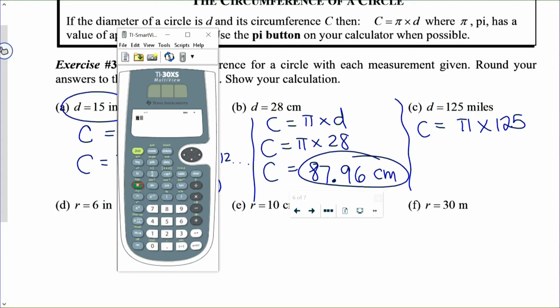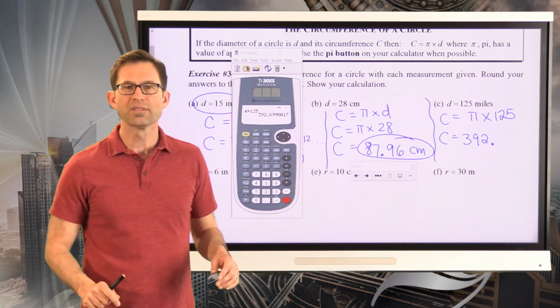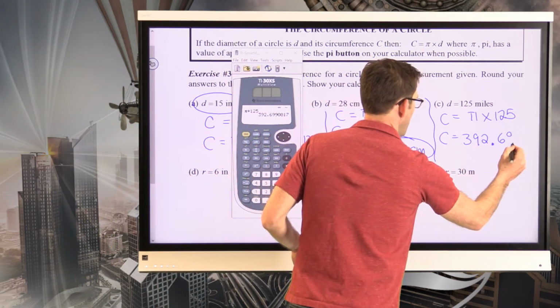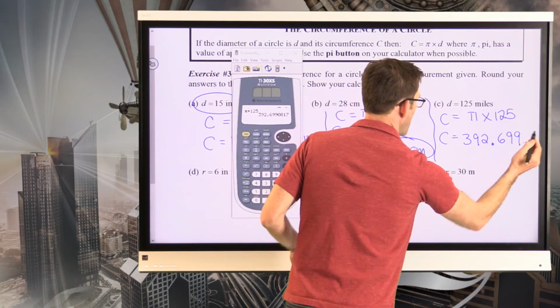It really doesn't like that. There we go, pi times 125, enter, and 392 point, and let's talk about the rounding on this a little bit. This is a little bit of a tricky rounding. Let me write out actually the decimals. It's pretty hard to see it on the calculator, right?